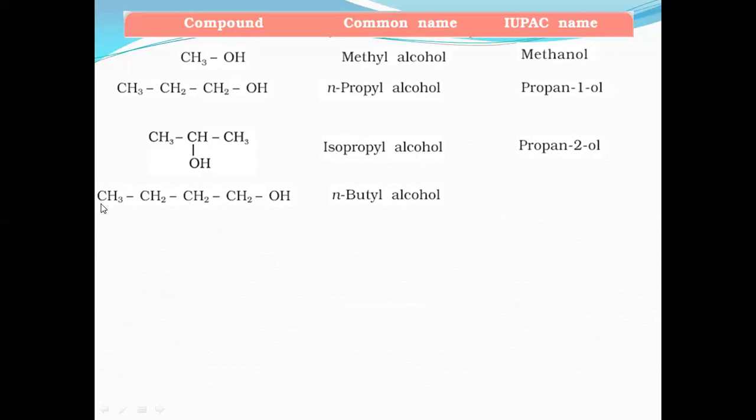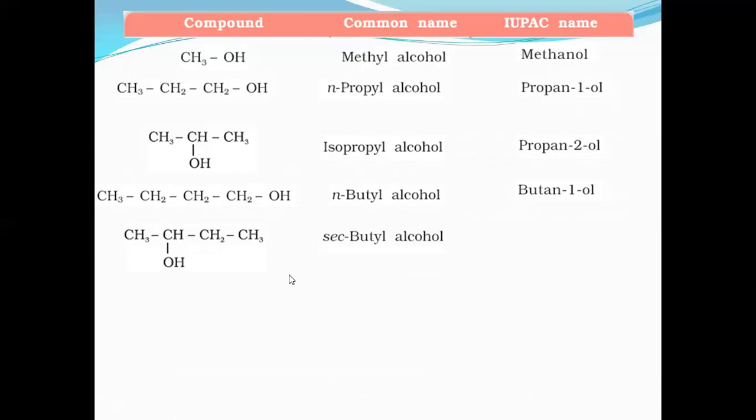Do not start from this direction because the OH group is present here. You have to give the lowest possible number to that carbon atom containing OH. Therefore, it is the first carbon atom here and 4 are present. Therefore, it is butan-1-ol. Butan-1-ol. Now you can see once again here in common it is very simple.